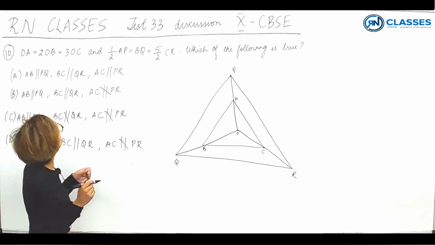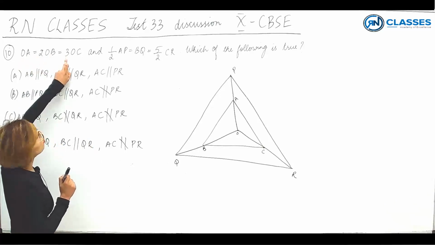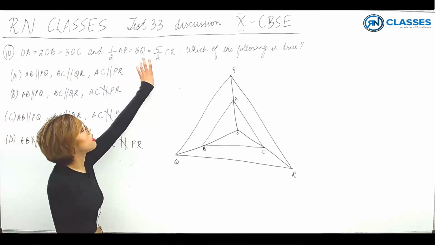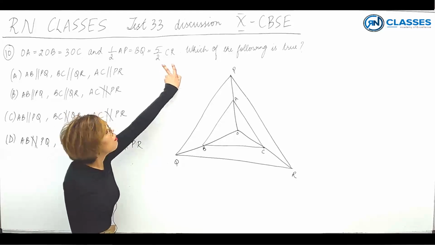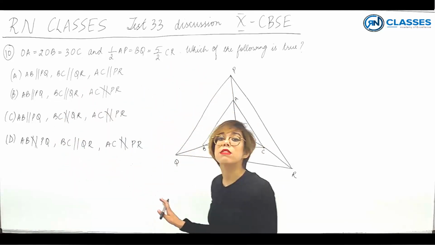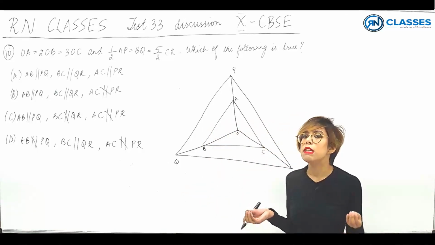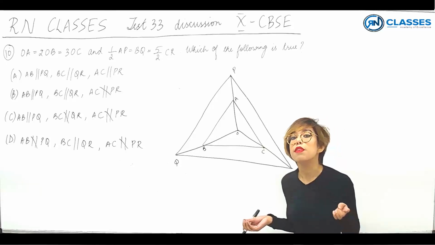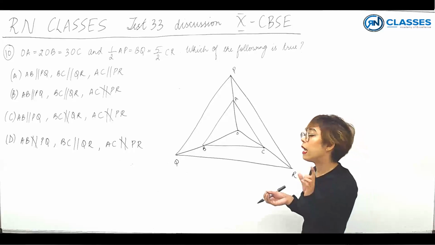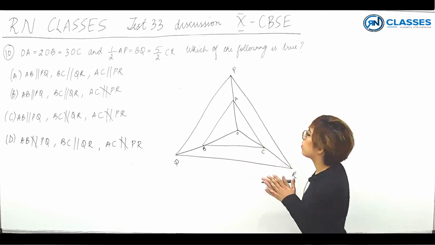Alright, so the next one. OA is equal to 2OB is equal to 3OC and half of AP is equal to BQ is equal to 5 by 2 CR. Which of the following is true? As you can see from the options, I need to consider the parallelism of lines. Now, parallelism of lines can be easily ascertained using the converse of the basic proportionality theorem. I just need to check in triangles which ratios are equal. Alright. So, let's see.